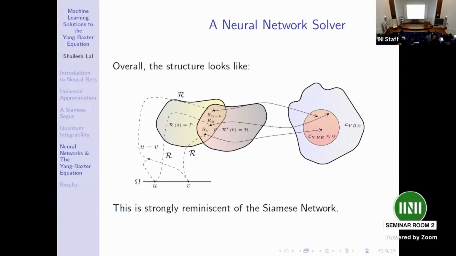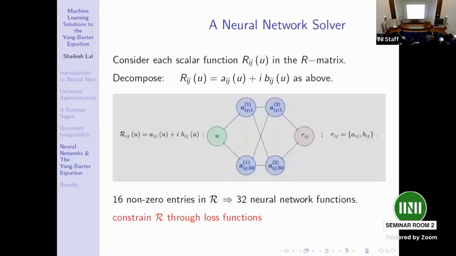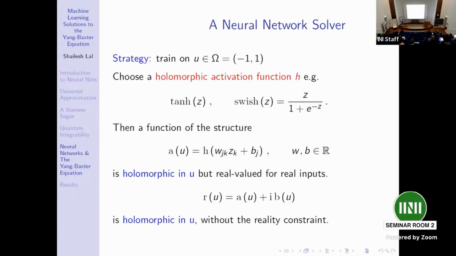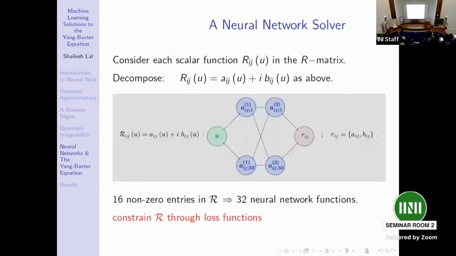So also, yes? In the previous, what is Rij? It is the scalar holomorphic function, which are the matrix elements of the R matrix. So Rij would be this function, this function, this function, and so on. Yes. Okay.